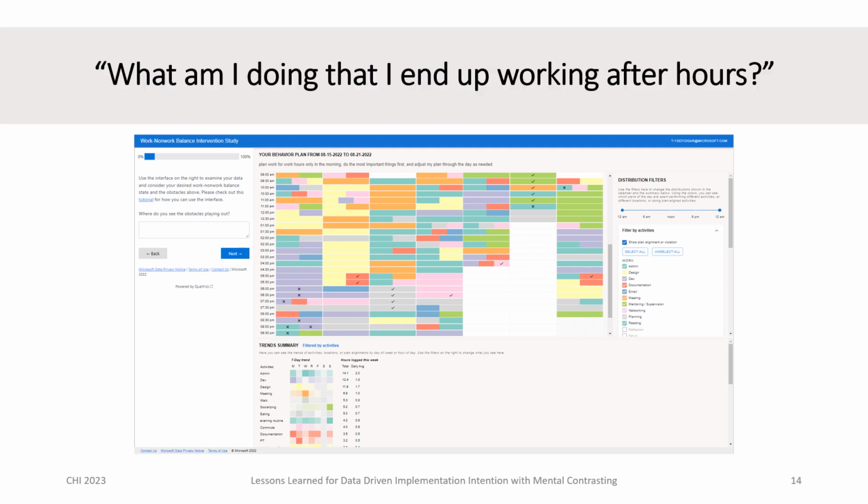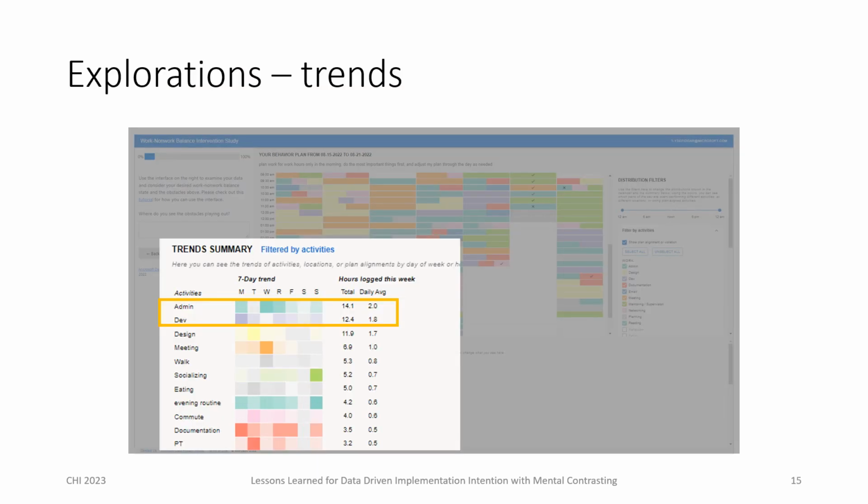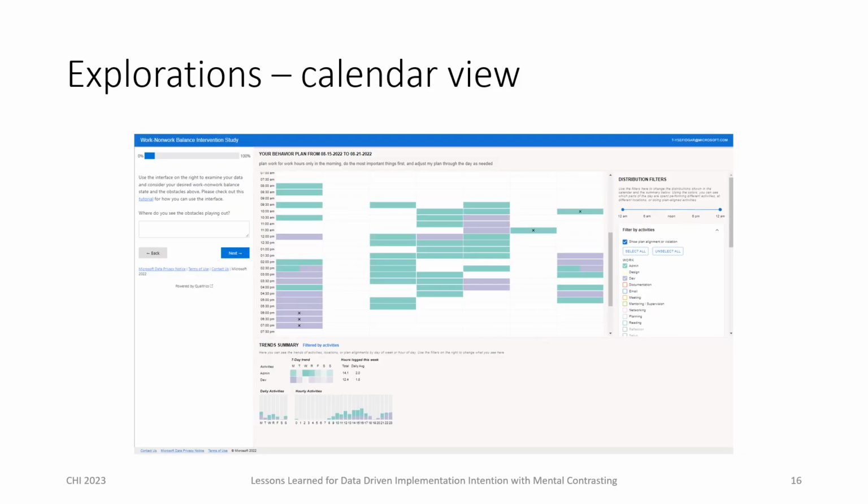She wonders, what am I doing that I end up working after hours? Using the interface, she can look at the 7-day trend and see that she's spending a good amount of time on development work, but even more so on administrative work. Using the filtering features, she can further narrow down on these two activities and see on the calendar view as well as the hourly view that most administrative work happens in the morning, while development work happens late afternoon and spills into evening and after hours. Observe that green cells representing administrative work are concentrated earlier, while purple cells representing development work are concentrated later.